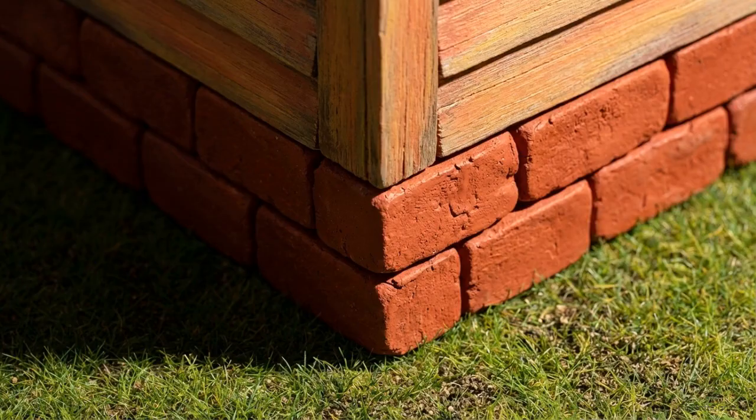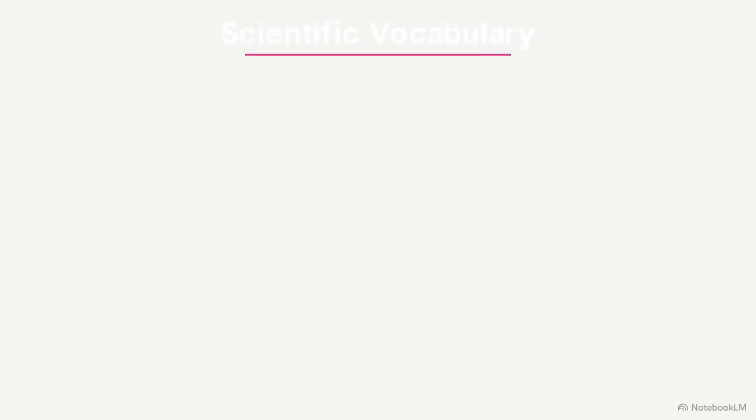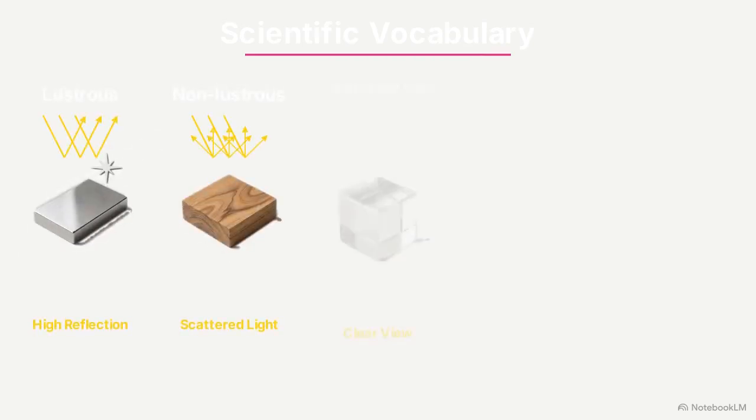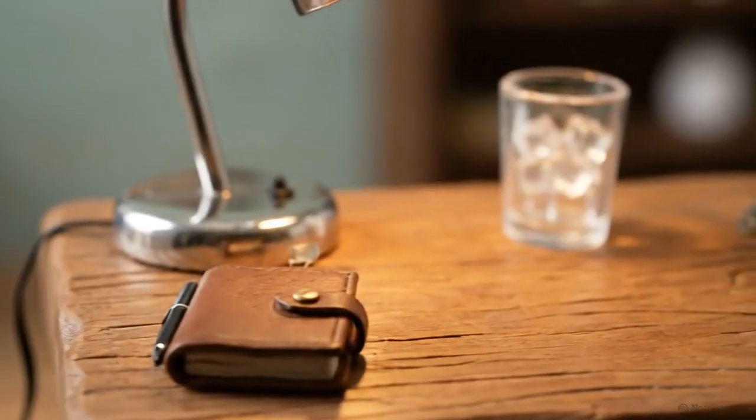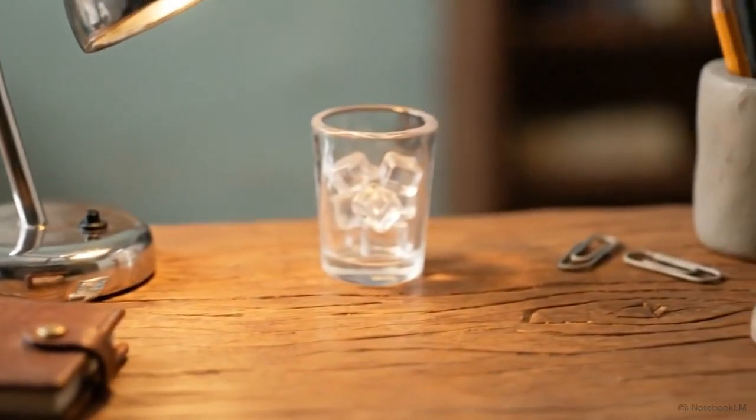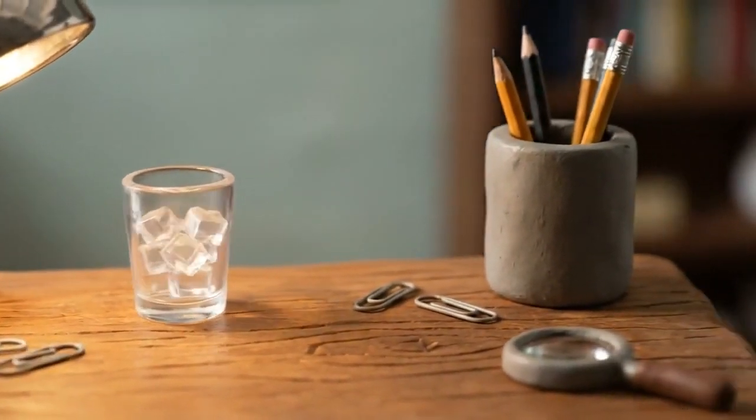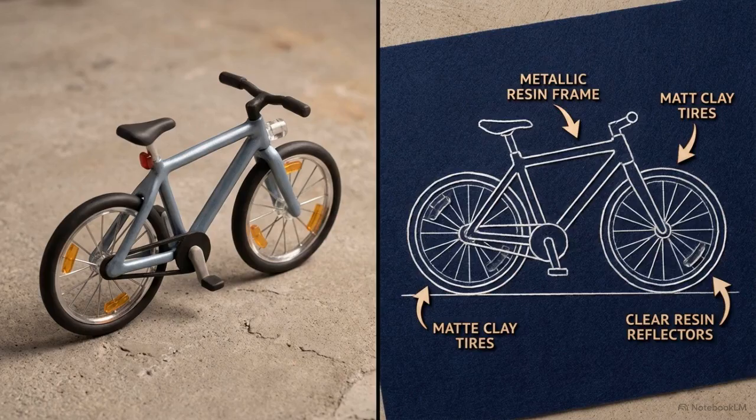For the exterior walls, opaque materials like bricks and wood are essential. They provide a sturdy structure that shields the interior from the outside world. Today, we have added 5 specific terms to our scientific vocabulary: lustrous, non-lustrous, transparent, translucent, and opaque. Take a look around you right now. Can you find and identify 3 different objects that fit these descriptions? Identifying these properties reveals the deliberate, invisible recipe behind every object we interact with in our daily lives.